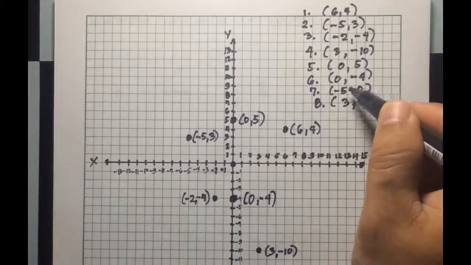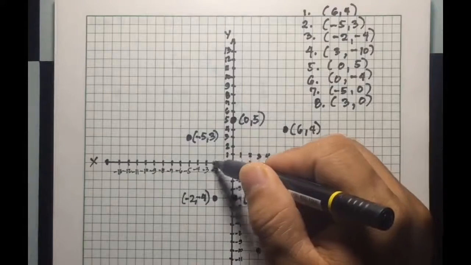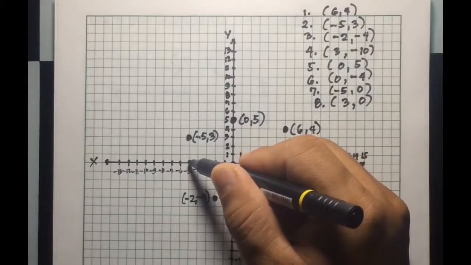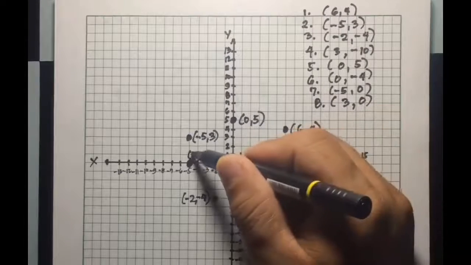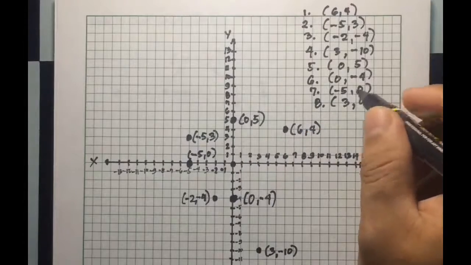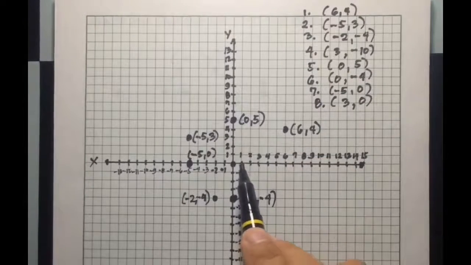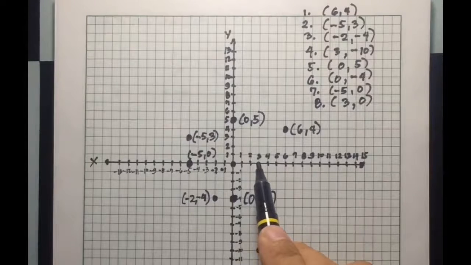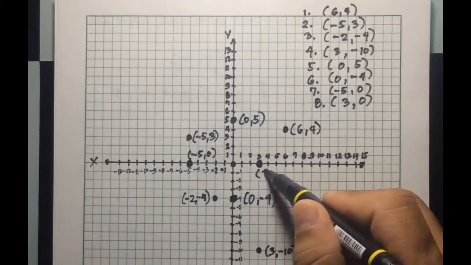Number 7, negative 5, 0. x is negative, so you're going to move towards the left: 1, 2, 3, 4, 5. y is 0, so you're not going to move upward, neither downward. So this is negative 5, 0. Then the last one, number 8, 3, 0. x is 3, so positive, so you're going to move 3 units towards the right: 1, 2, 3. Then y is 0, so you will not move upward or downward. So this will be the point 3, 0.